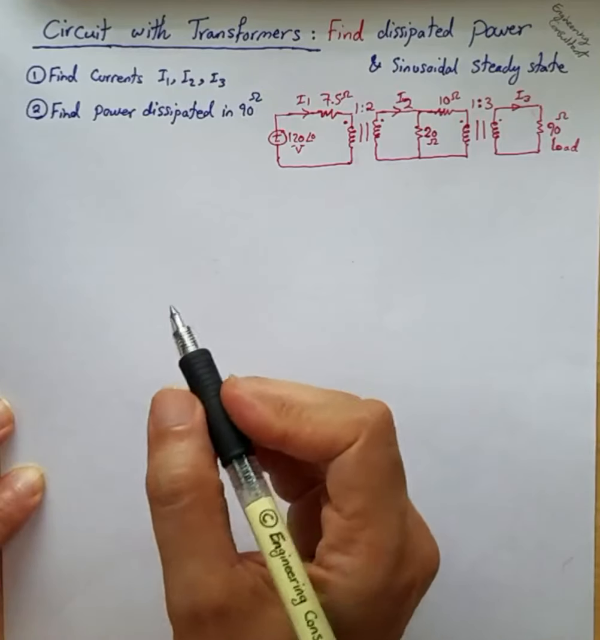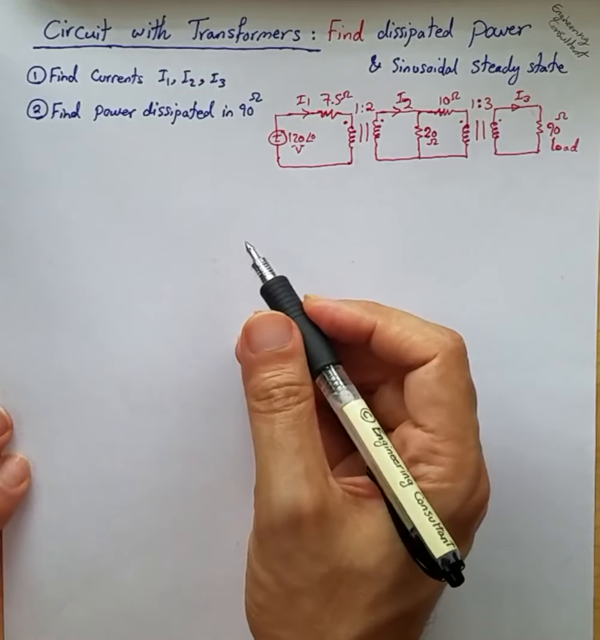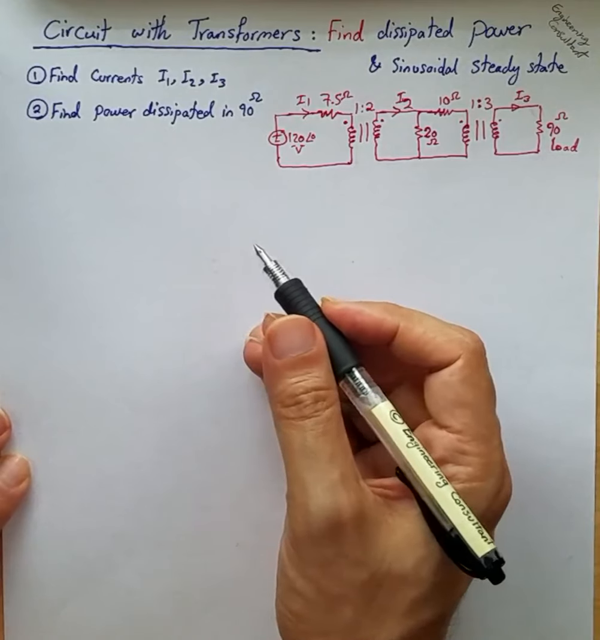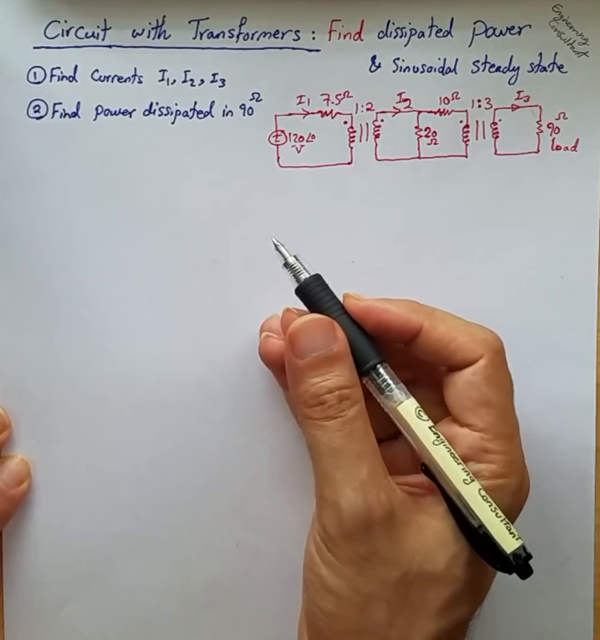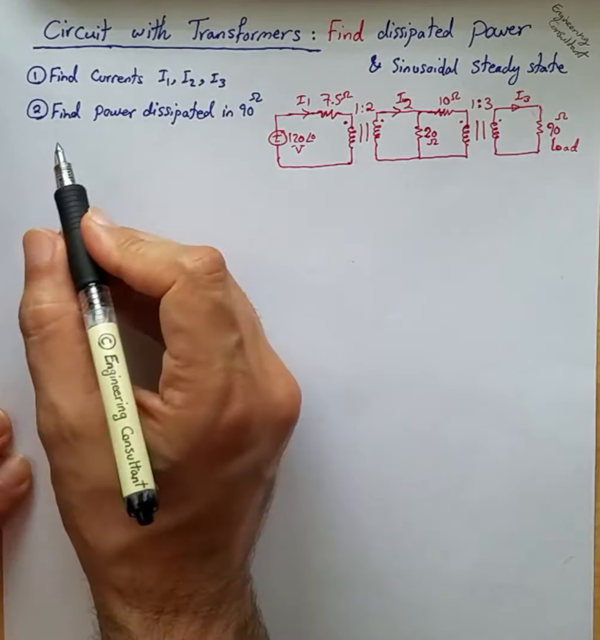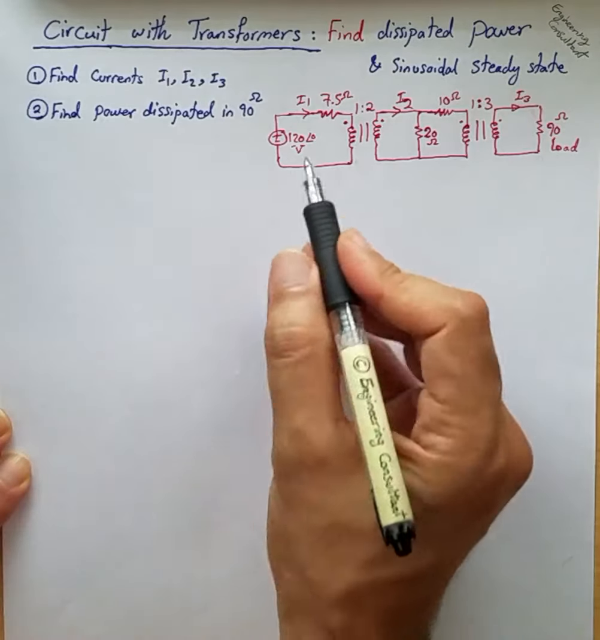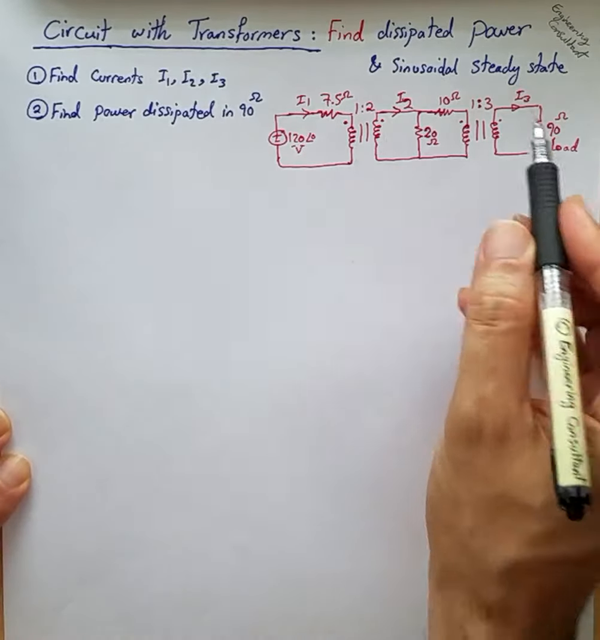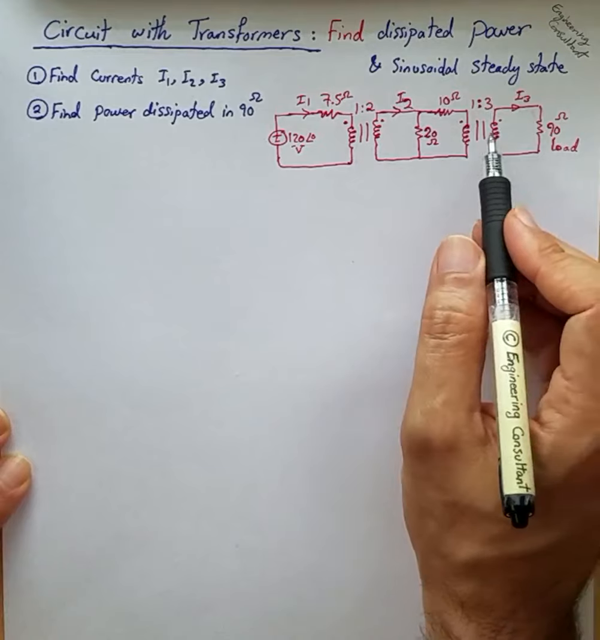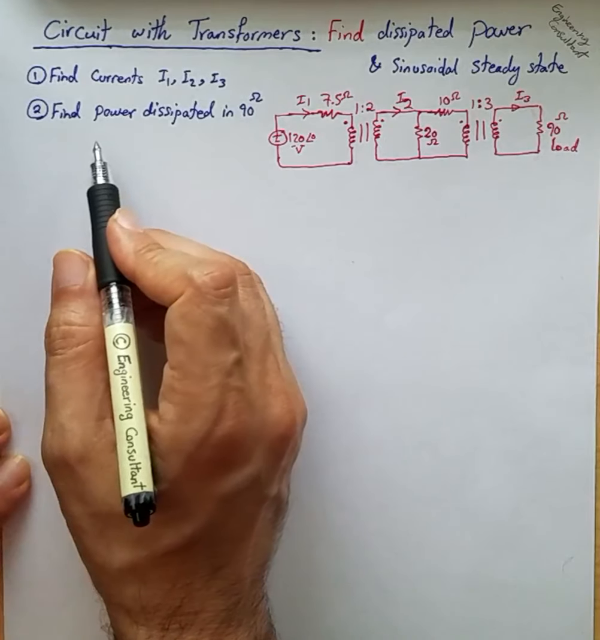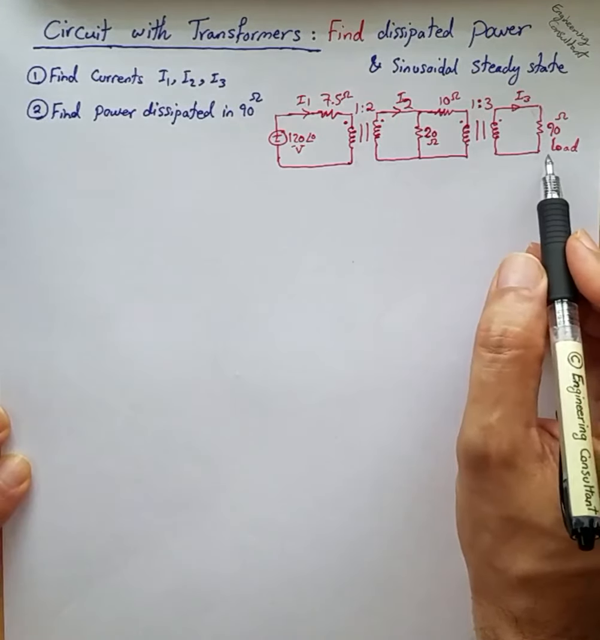This is an example of a circuit with transformers. We want to find dissipated power, active power, in sinusoidal steady state. So the question is: find the phasor currents I1, I2, and I3 in this circuit, and also find the dissipated power in the 90 ohm load.